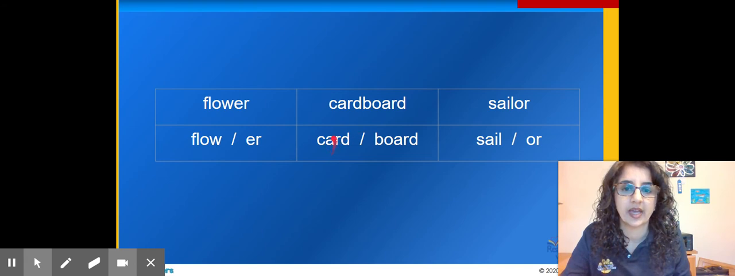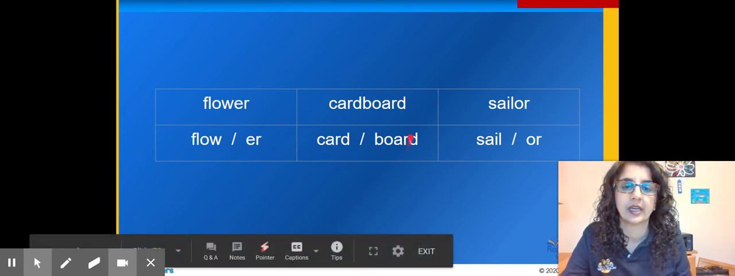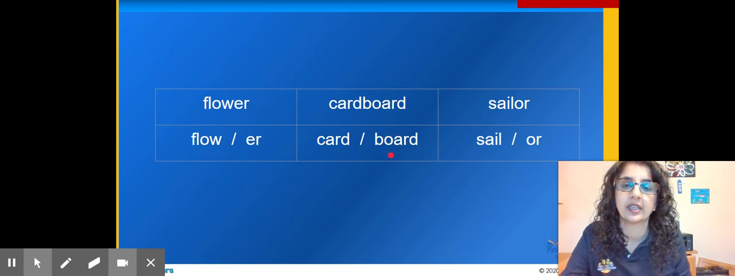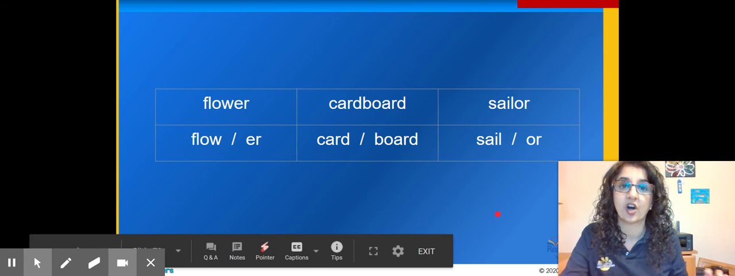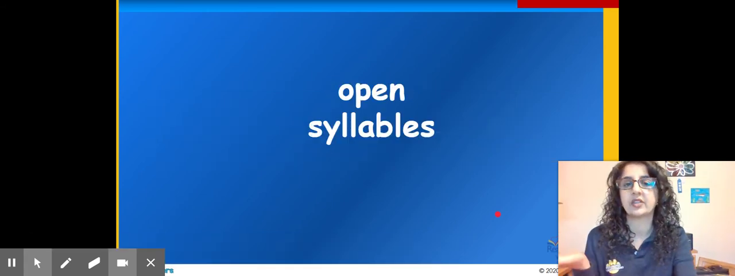Cardboard. So that AR is going to stay together right there, okay? And the OA here is a vowel team, says O. And here we have sailor, sailor. So again, split it right there, and you keep the R controlled part of the word together. Okay.